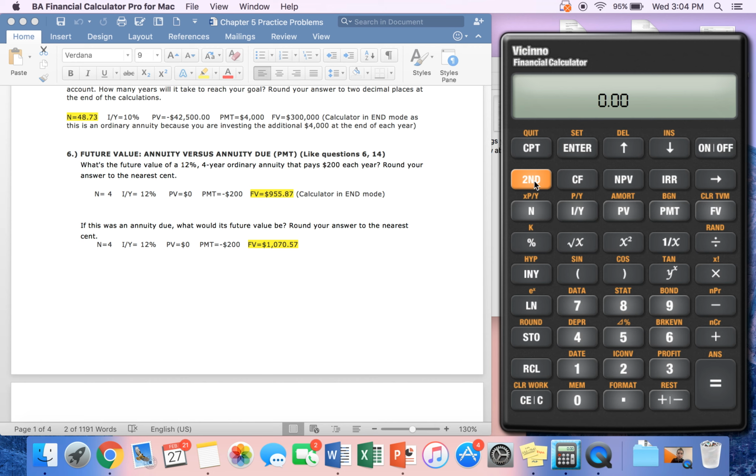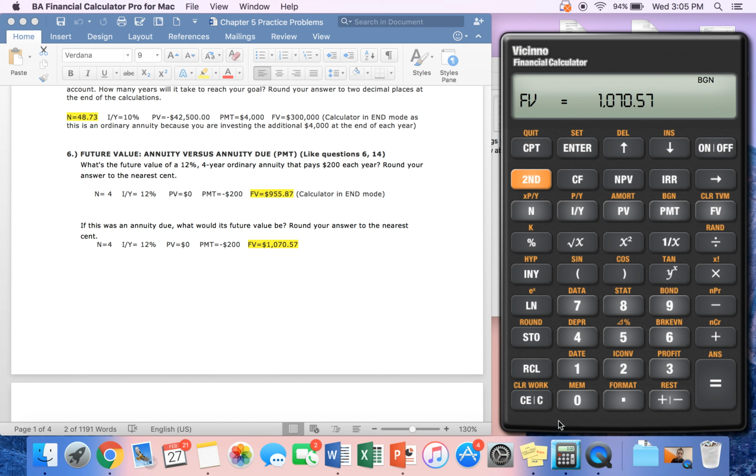Now, if this were an annuity due, remember we need to change our calculator into beginning mode. So we need to click second begin, second set, and click clear. And now we're ready to calculate an annuity due. So we'll go ahead and plug in 4 for our period, or our N, 12 for our rate, 0 for our present value, we don't have any money today, negative 200 for our payment or our annuity, and then we go ahead and calculate for our future value.